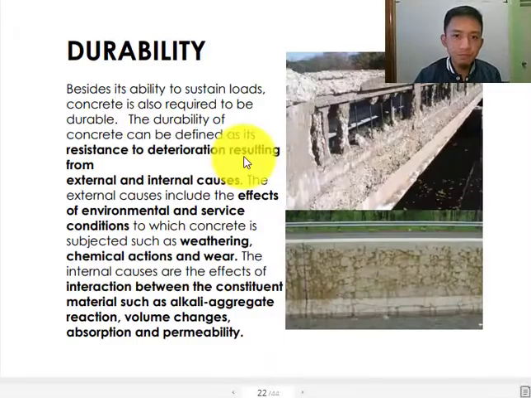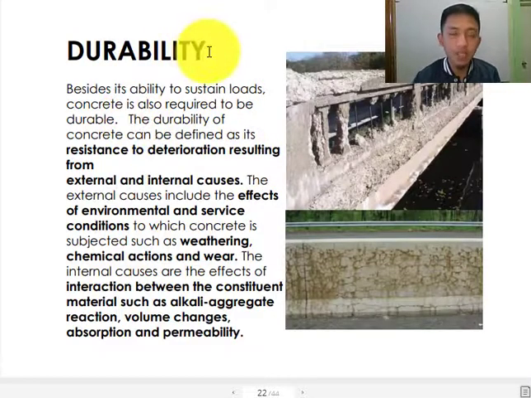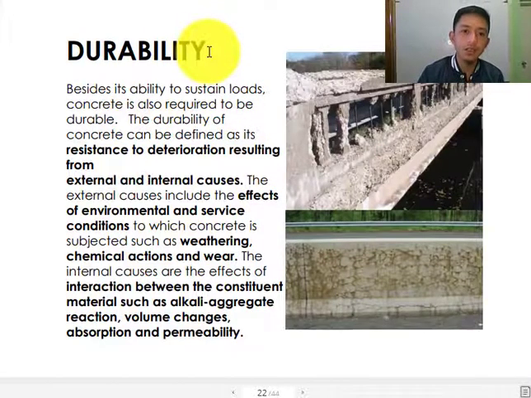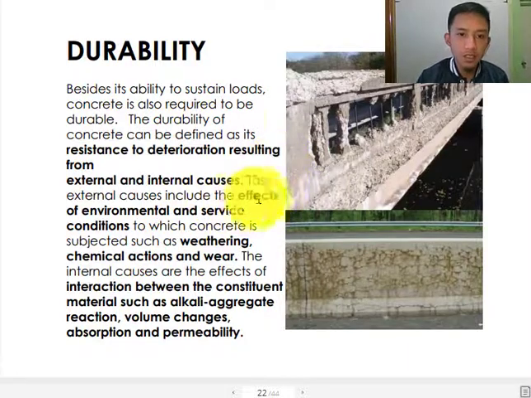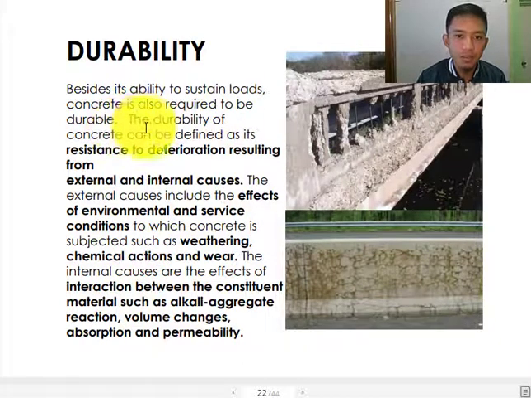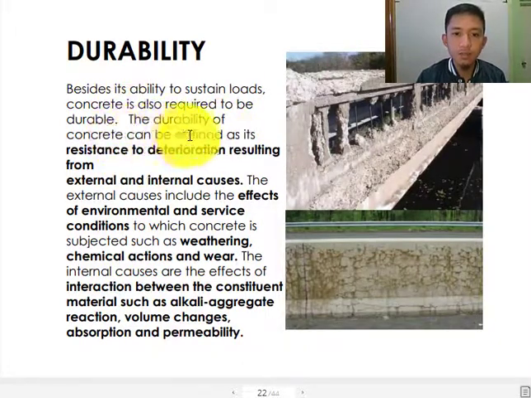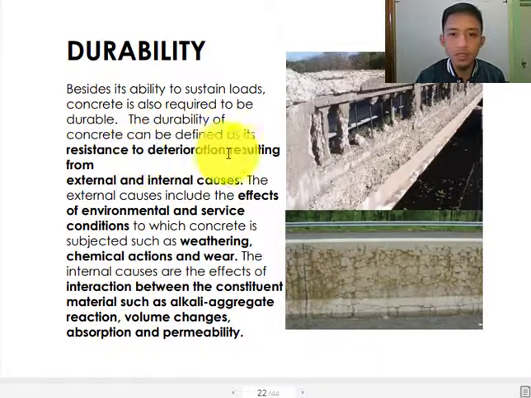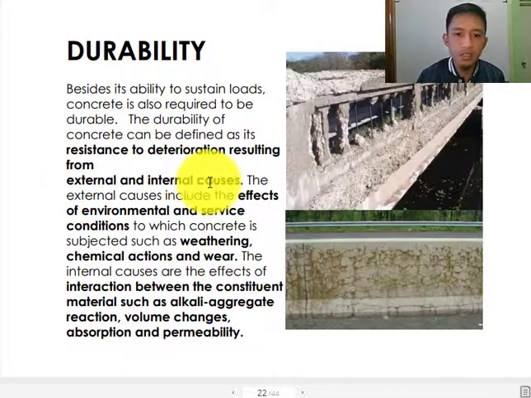Okay, now let's go to durability. Durability of hardened concrete. Besides its ability to sustain loads, concrete is also required to be durable. The durability of concrete can be defined as its resistance to deterioration resulting from external and internal causes.